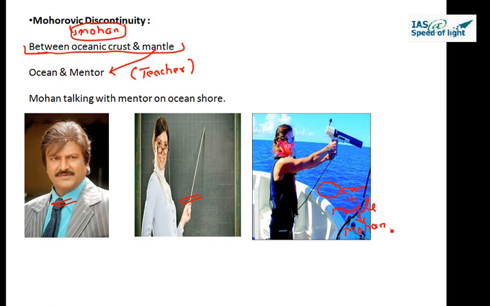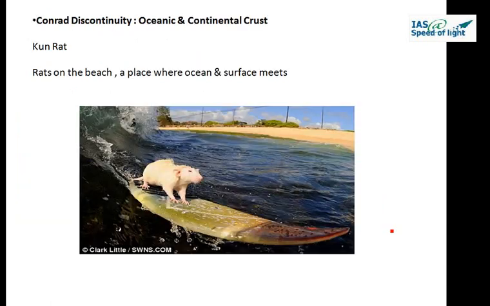So the discontinuity between the oceanic crust and the mantle is the Mohorovicic discontinuity, or Moho. Coming to the second discontinuity, which is the Conrad discontinuity. A discontinuity is nothing but the difference in the speeds and characteristics of seismic waves as these waves pass through different layers of the earth's interior. So the Conrad discontinuity is between the oceanic and the continental crust.